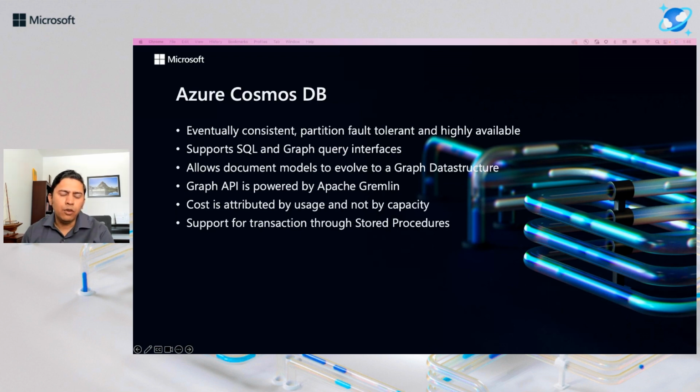The Graph API for Azure Cosmos DB is powered by Apache Gremlin, which is an open source project. Being open source, there is a strong community that supports the query language and all of the knowledge behind this. As a result, we can rely on it to address all of our query needs.